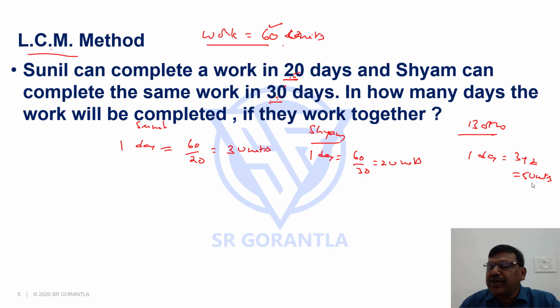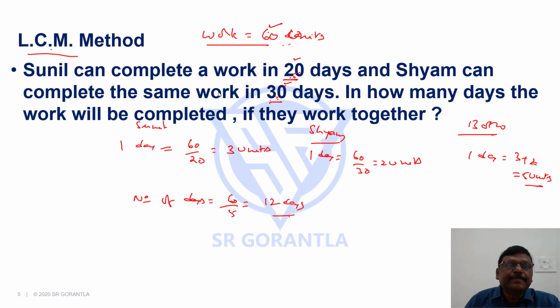If both can complete 5 units in 1 day, to complete 60 units, how many days are required? Number of days equals 60 by 5, that is 12 days. Here we are trying to avoid fractions by taking the work as, instead of 1, a number that is divisible by both 20 and 30, right?